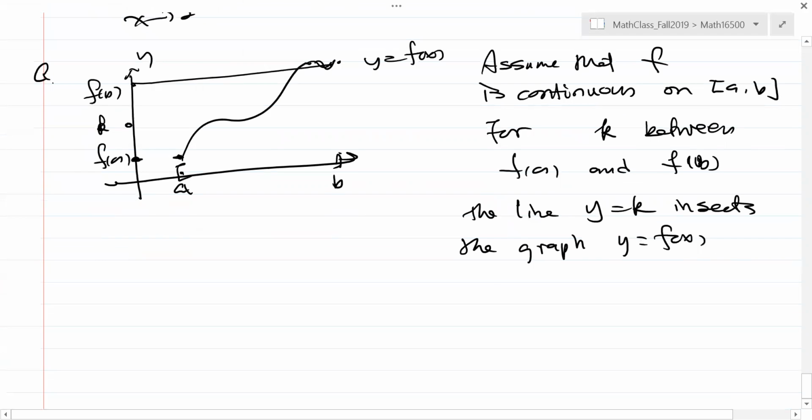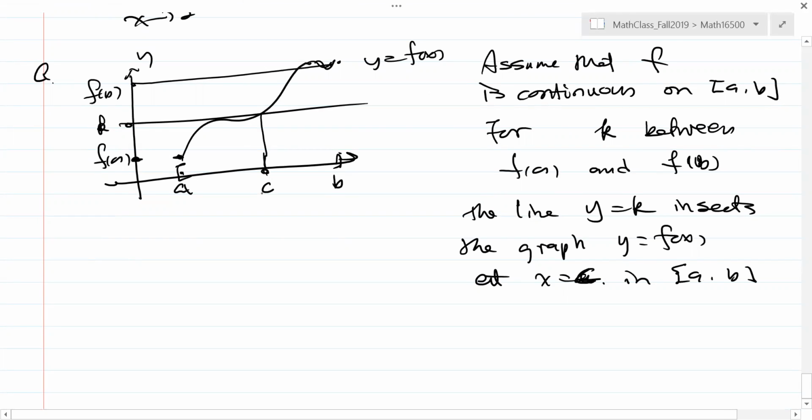Okay, somewhere at x equals c in the interval from a to b. Clear? Somewhere. You see? There are two intersections, but I need only one. Somewhere, right? I just need at least one point. All right, so this is clear from the picture by the continuity.